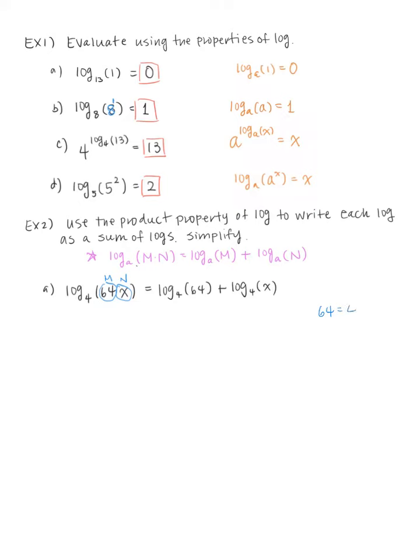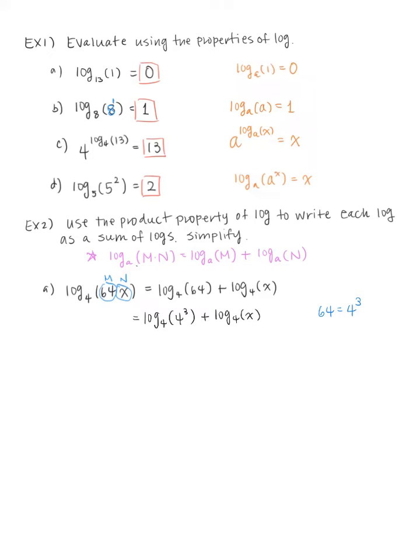I think so. Isn't it 4 to the third? Isn't it 64? So what I'm going to do is rewrite the log base 4 of 64 as log base 4 of 4 to the third, and then I'm just going to drop down the log base 4 of x. There's nothing that you can do to log base 4 of x.